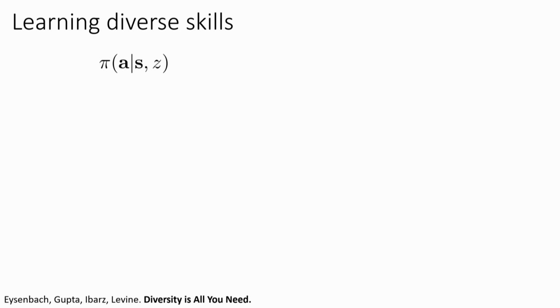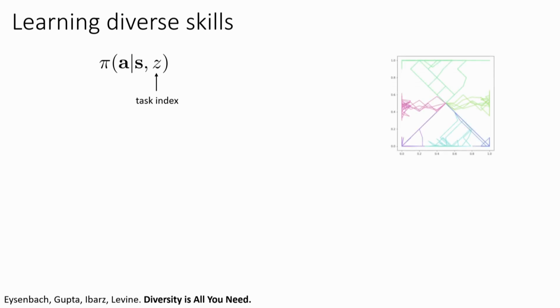So what we want is a policy that takes actions conditioned on a state and some kind of skill index z. So z is no longer going to have the semantic meaning of a goal state. It's just going to be an arbitrary latent variable. It could be a categorical variable that takes on 1,000 different values. So you can think of it as a task index. And what we would like is for different task indices to have the policy do different things.